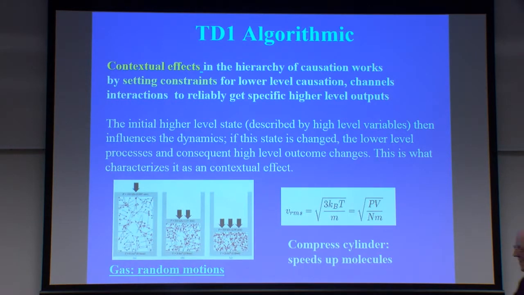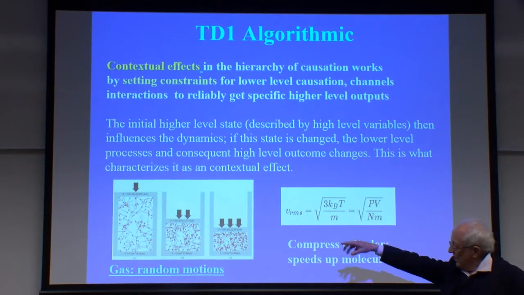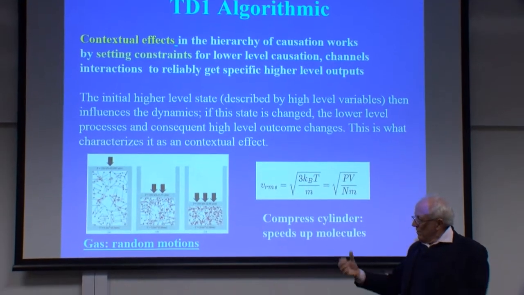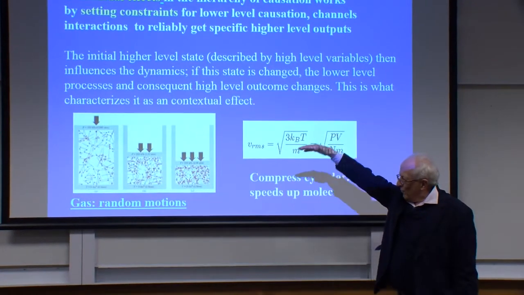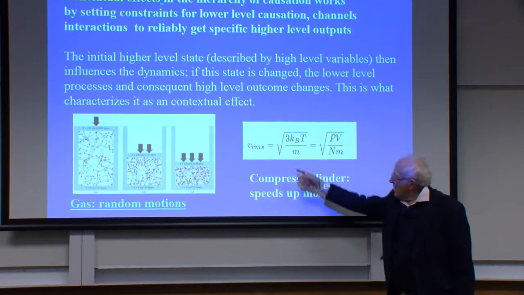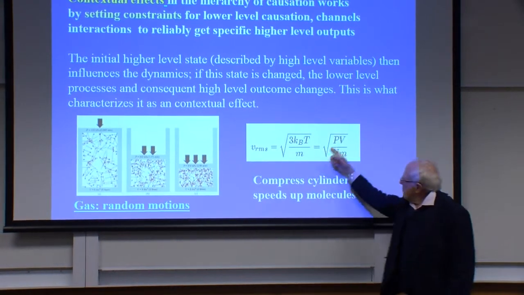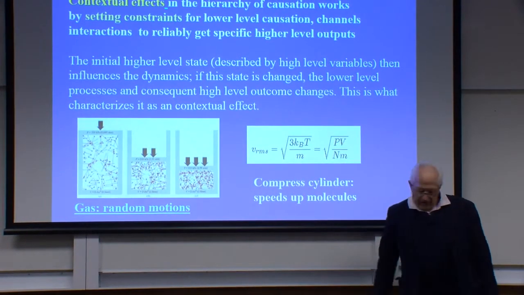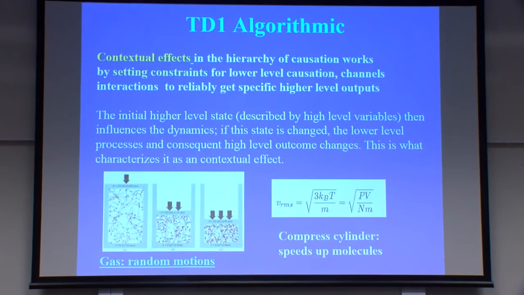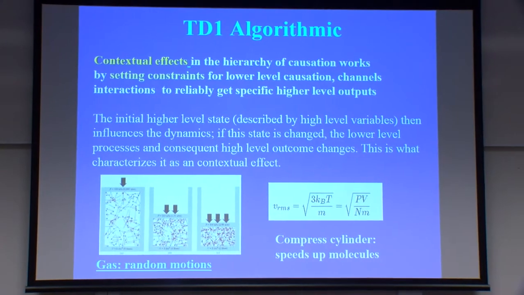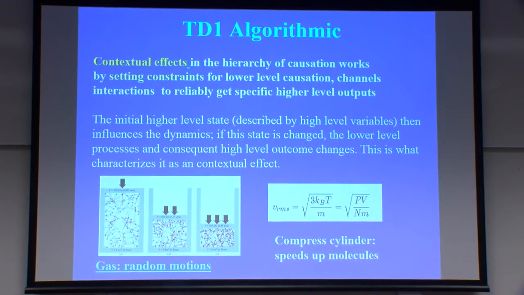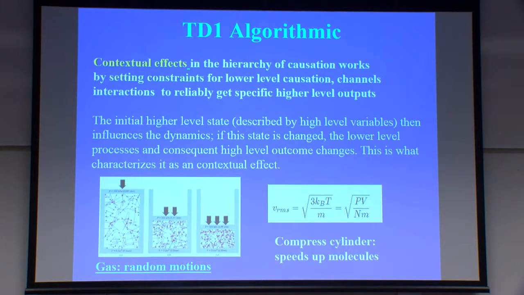So one of the simplest is a gas in which you've got a cylinder, and one of the major macro variables for the cylinder is the volume. So you compress the cylinder, you're changing the volume. The root mean square velocity of the molecules changes according to this, and so what you're doing there is you're compressing the cylinder, you're speeding up the molecules, and you are, I think I've got that the wrong way up. It should be the other way up in the last relationship there.